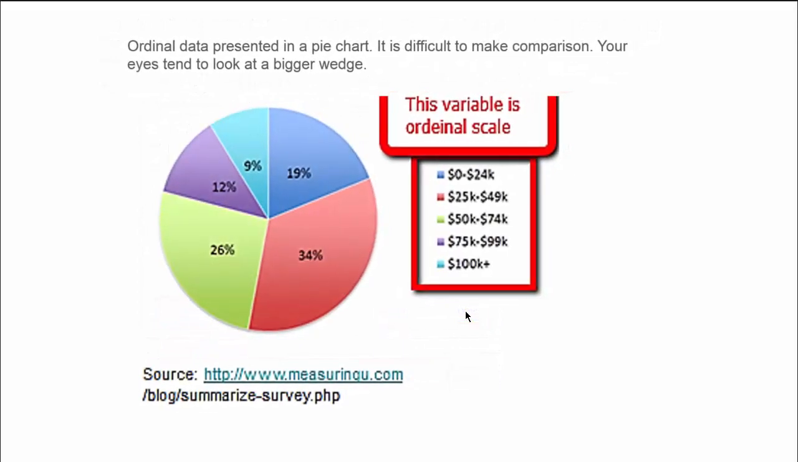At the same time, we would like you to be mindful of using pie charts. If you're working with an ordinal variable such as this, which looks like income data starting from 0 to 25,000 all the way to 100 plus thousand, presenting it in a pie chart does not do justice to this information. We can't really tell if the distribution is skewed towards low income or towards higher income. So a bar chart would be a better use in this particular case.